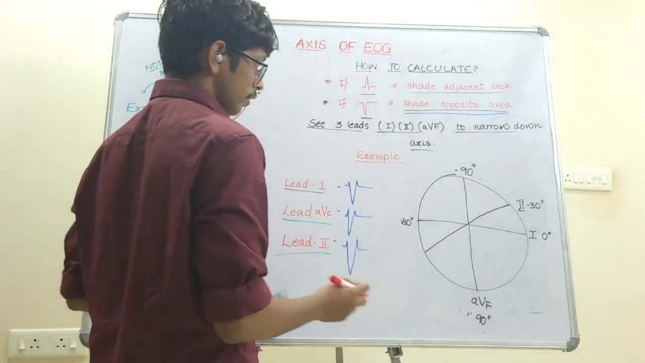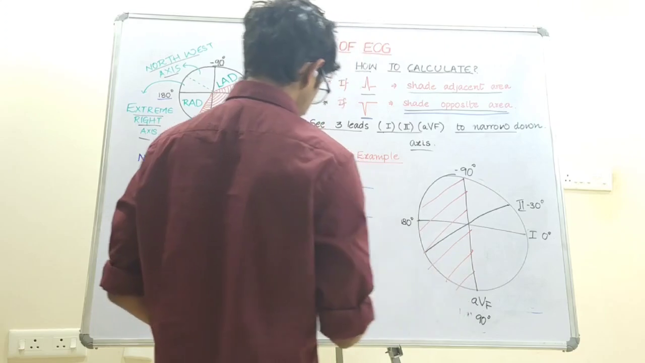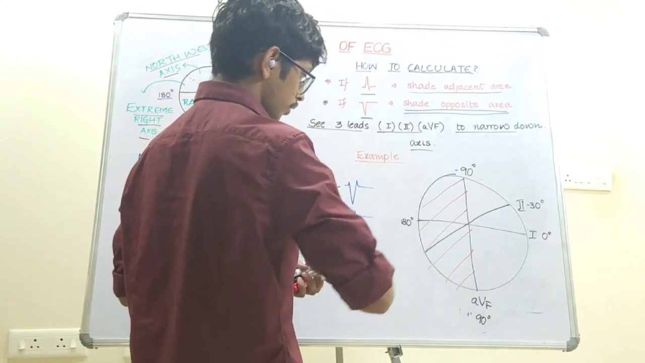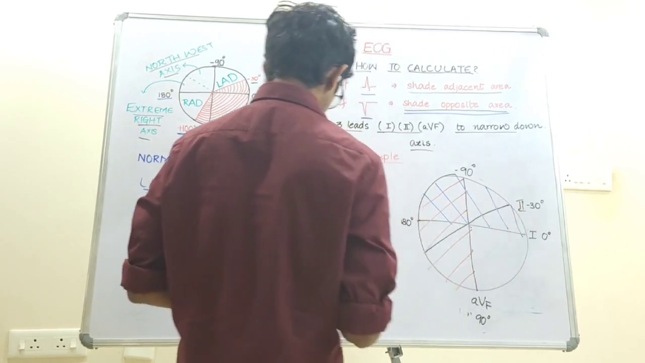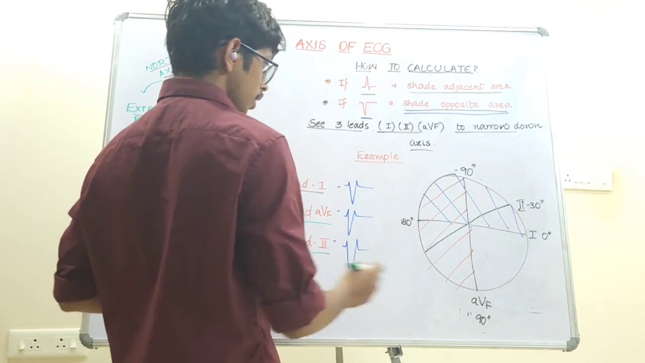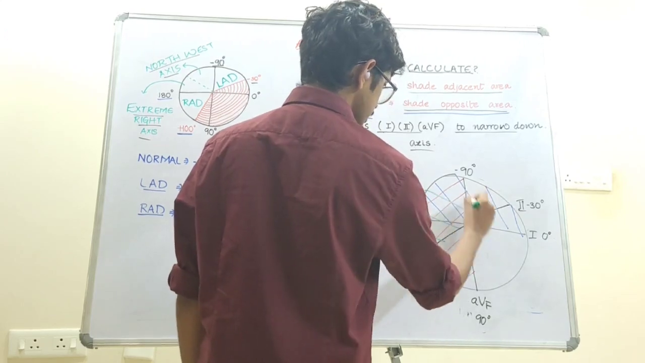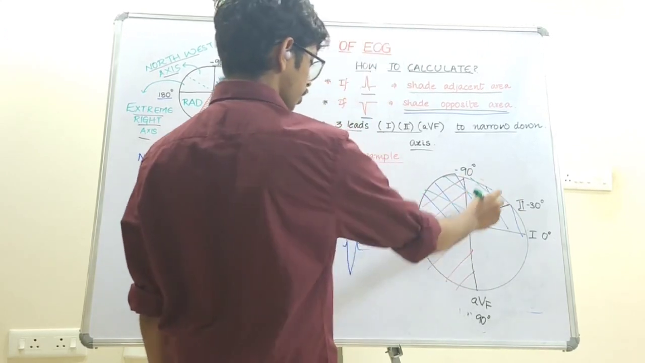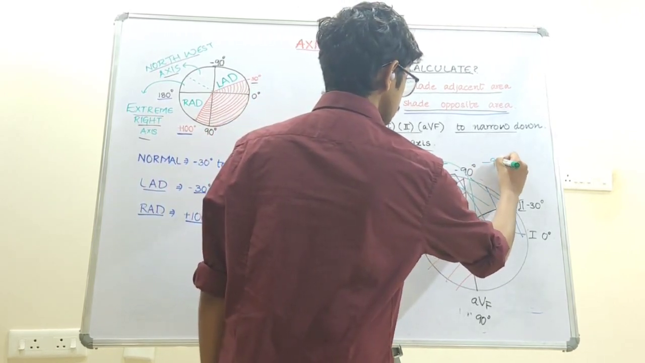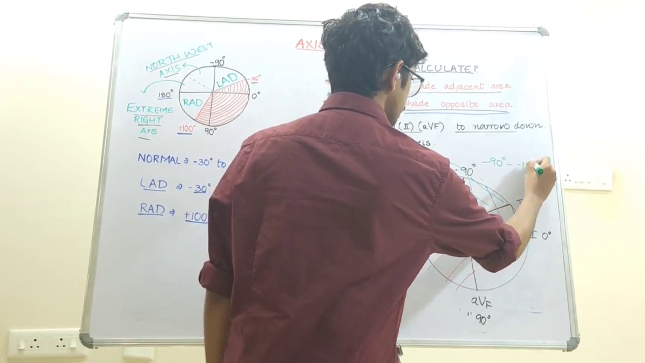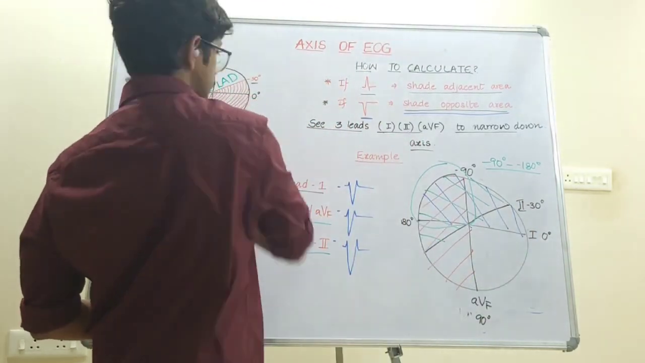Lead 1 is negative, so you have to shade the opposite area. Lead AVF is also negative, so you have to shade the opposite area to AVF. Next, lead 2. Lead 2 is also negative, so you have to shade the opposite area to lead 2. So we'll start shading this area. What is common for all these three axes here is this thing, that is minus 90 to minus 180 degrees. So the axis lies in the northwest axis or extreme right axis.